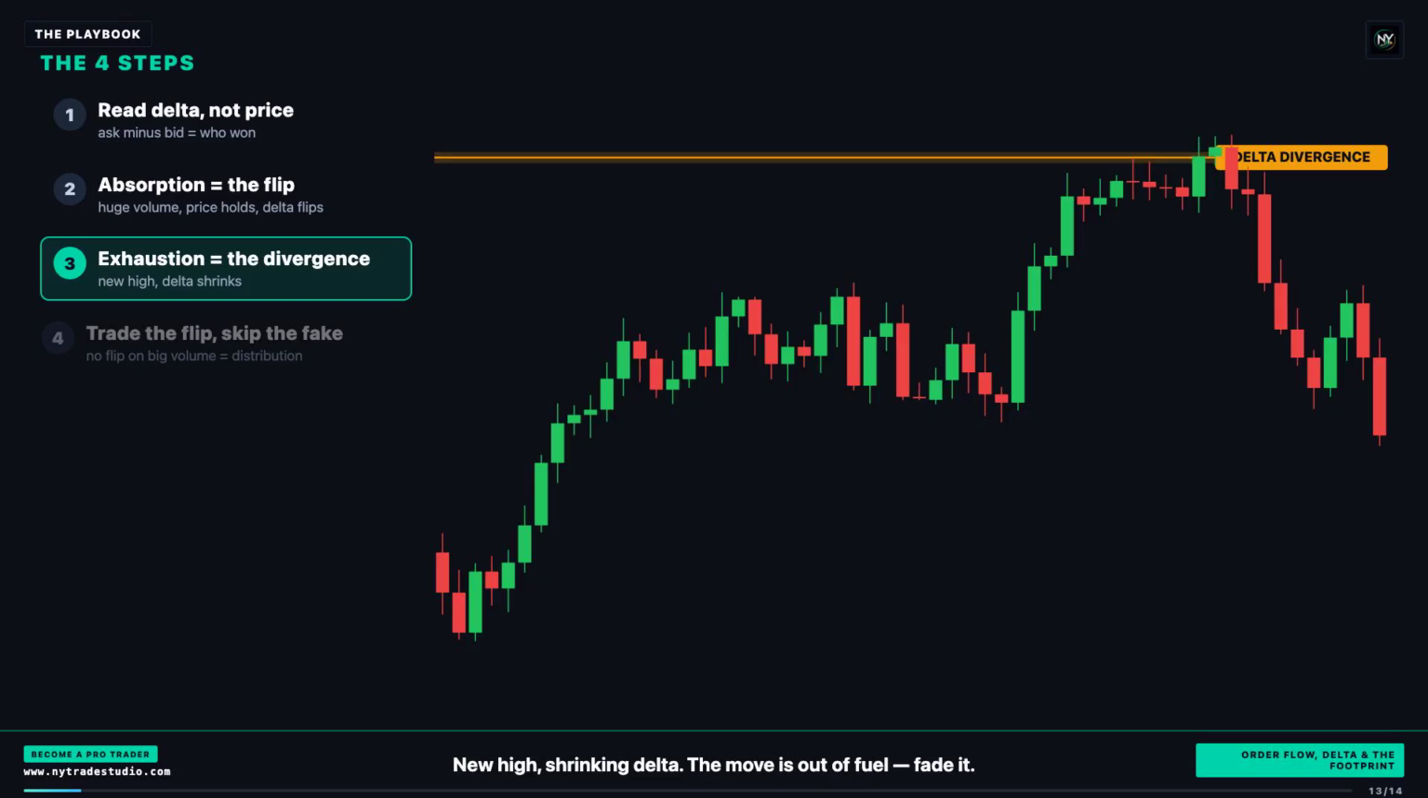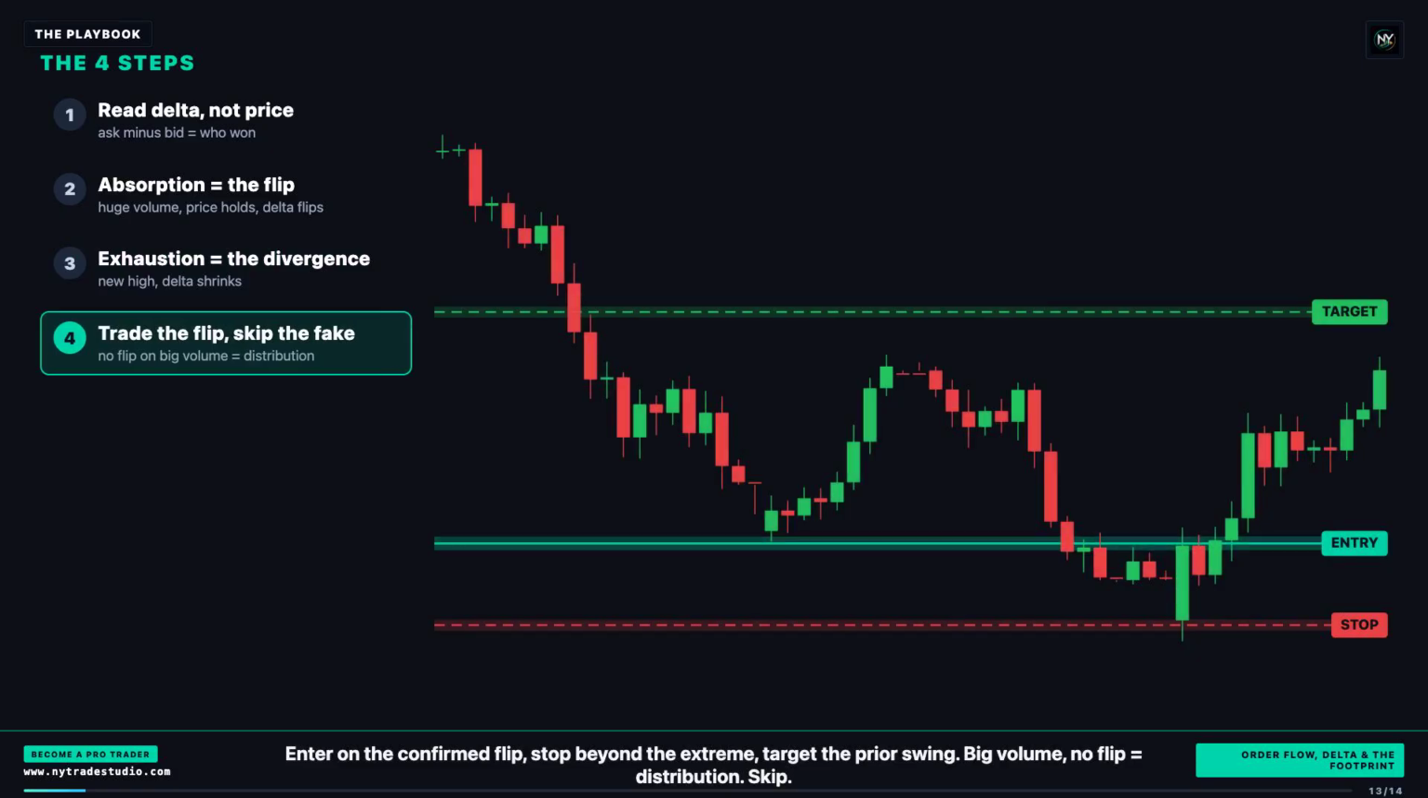4. Trade the confirmed flip and skip the fakeout. Enter on the flip, stop beyond the extreme, target the prior swing, and never buy a giant volume bar whose delta does not flip, because that is distribution, not absorption. Price tells you where the market is. Delta tells you who is winning. Trade with the side that is actually winning. That is the entire edge.